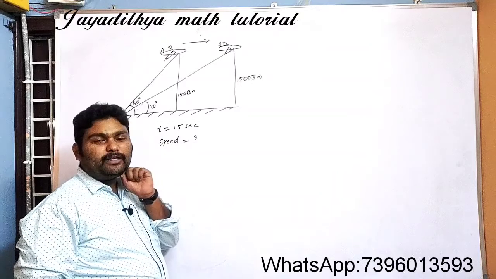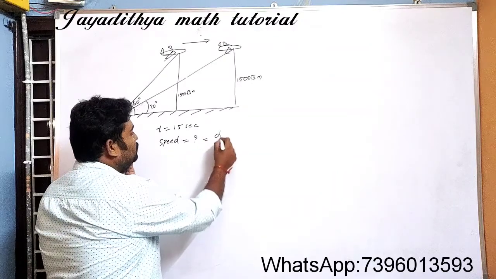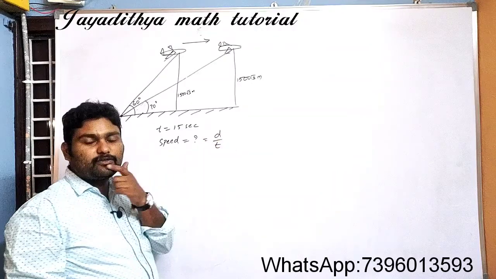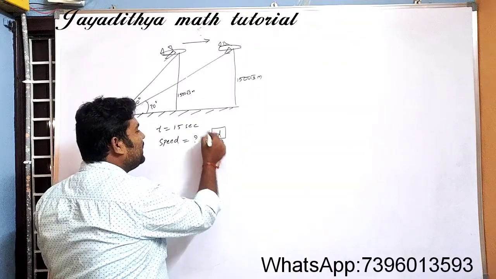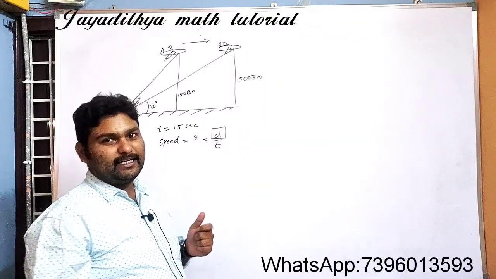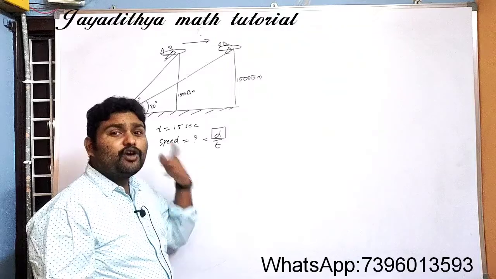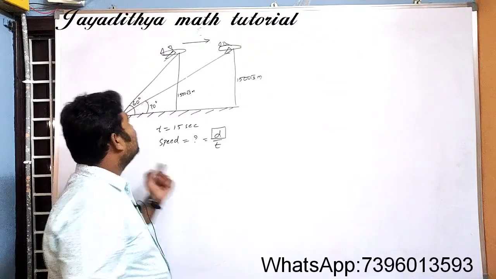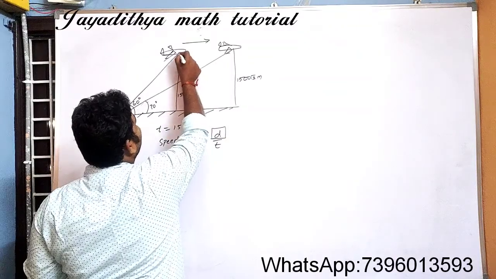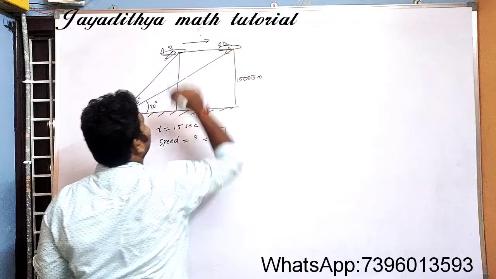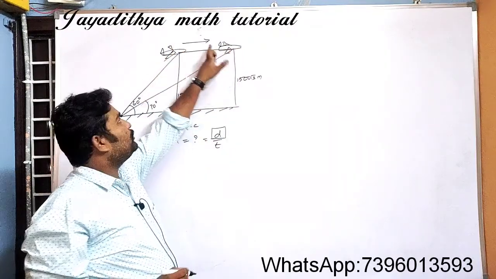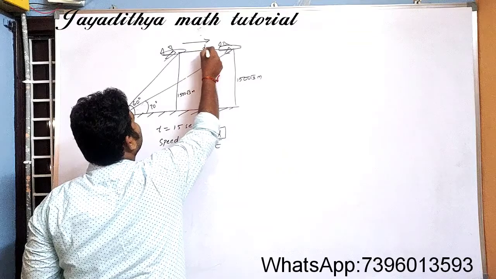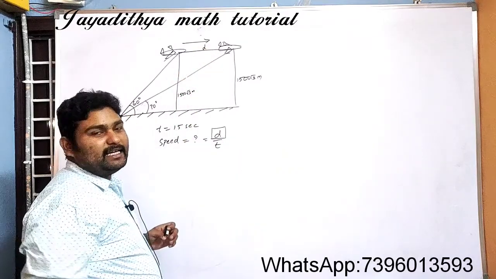So what is the formula for speed? Speed is equal to distance by time, right? Here time is given and you need to find the distance. What distance will we be finding here? In 15 seconds the plane moves from this point to this point, from the first position to the second position. So this becomes the distance. That will be d here.